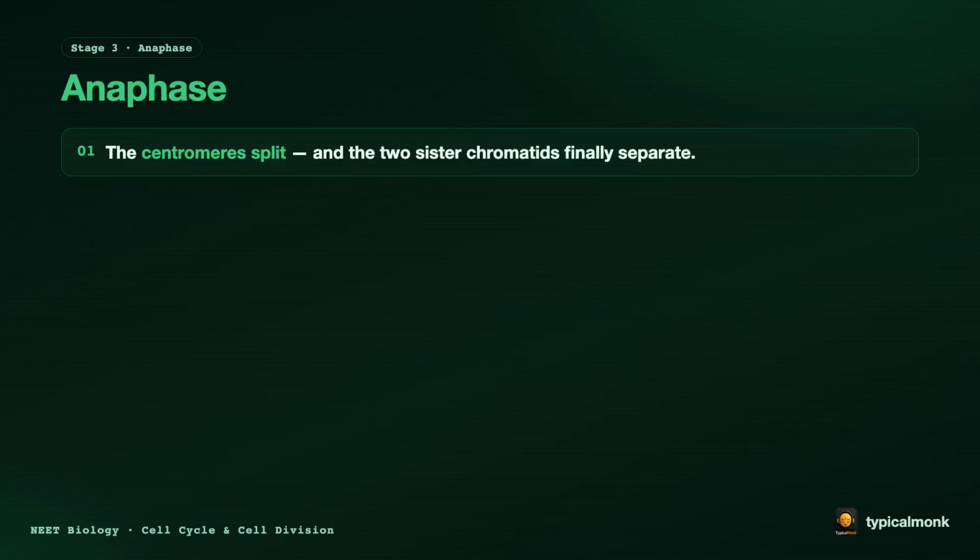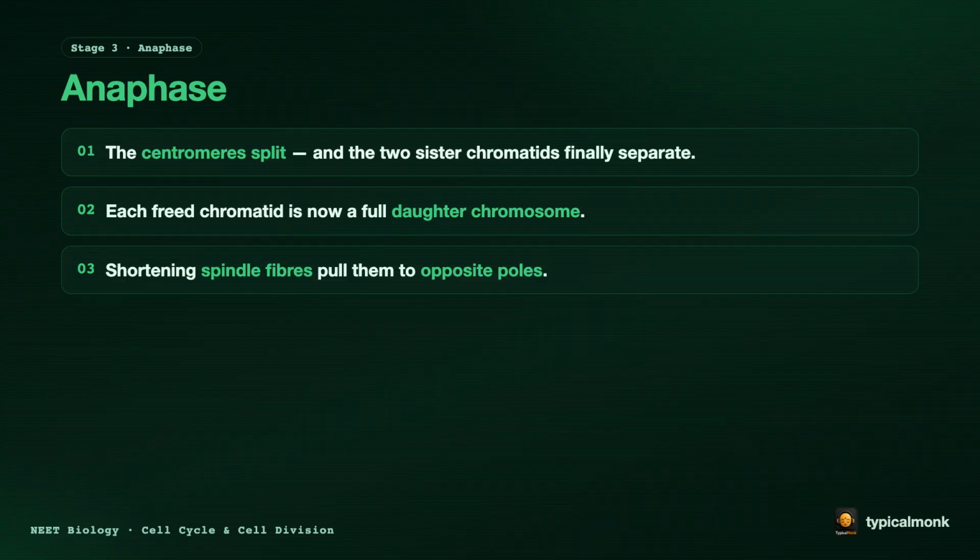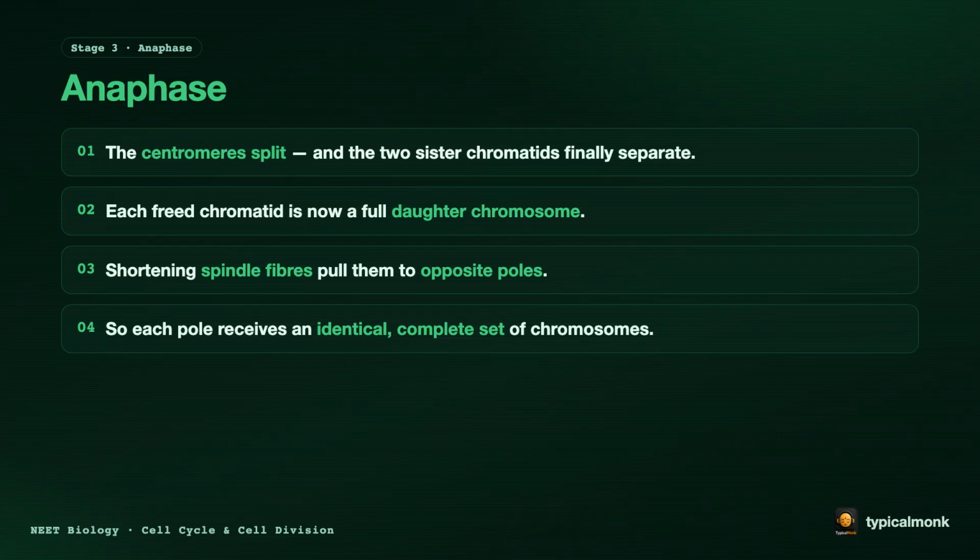Now, the third stage, Anaphase. The centromere splits and the two sister chromatids finally separate. Each freed chromatid is now a full daughter chromosome. The shortening spindle fibers pull them to opposite poles. This way, each pole gets an identical complete set of chromosomes.